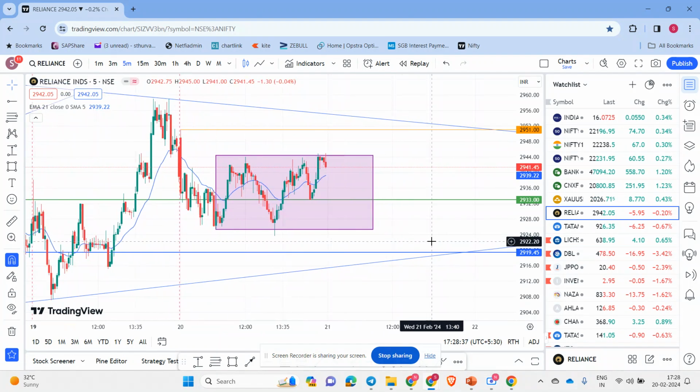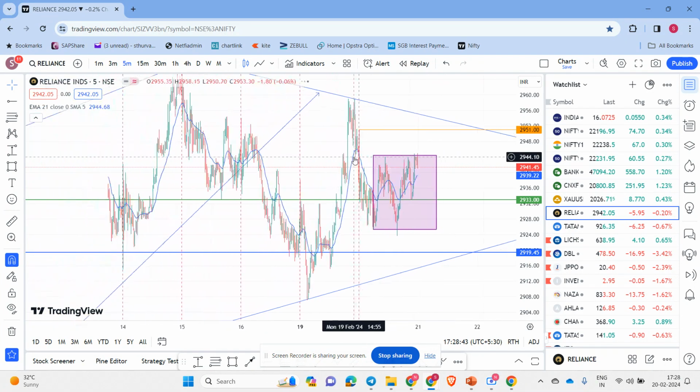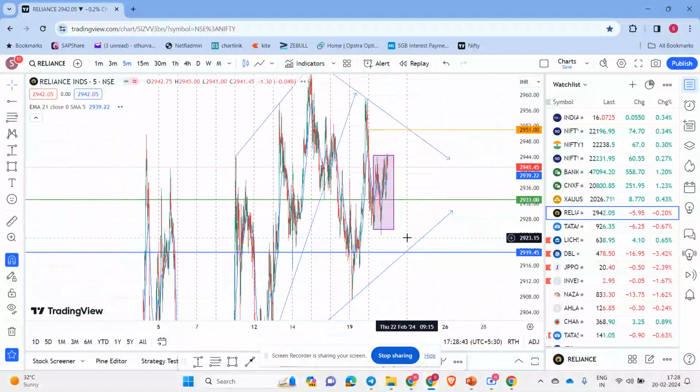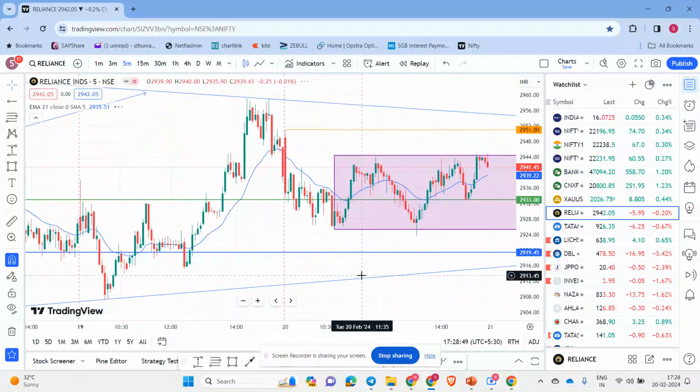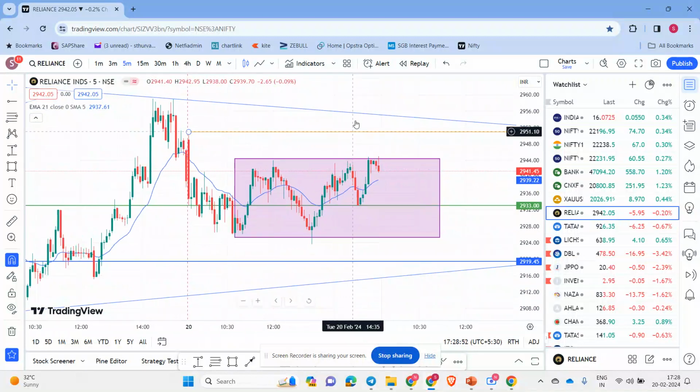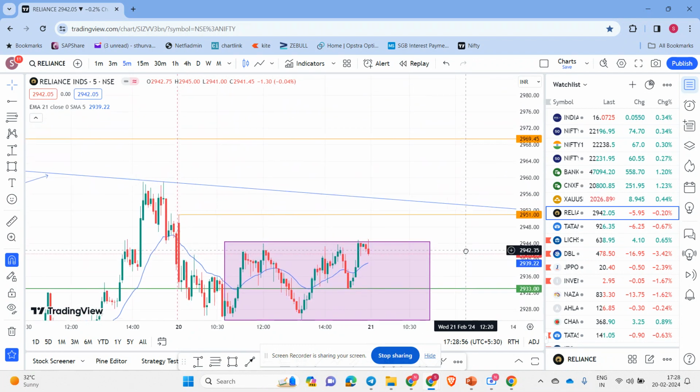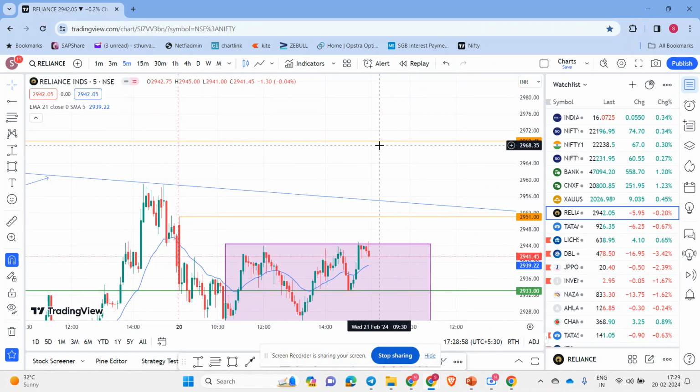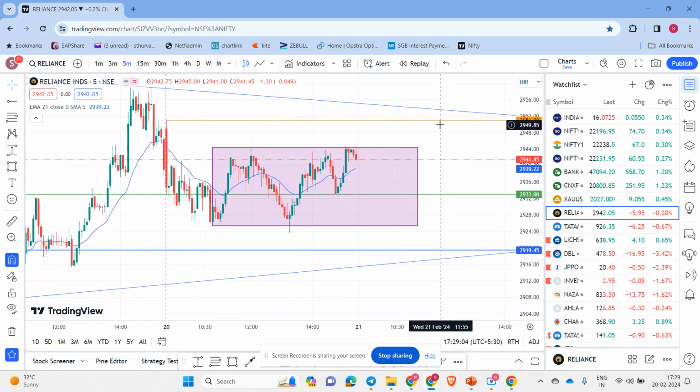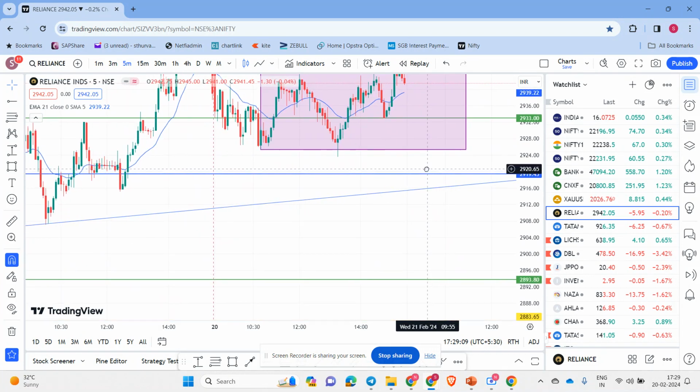So the first scenario is that if it breaks today's high, and there is one trend line coming down from the top, we have to see whether it is going to respect that or not. If it breaks that also, at least we can expect the target again at the all-time high, 2970, if it breaks today's high. And the second thing is if it breaks today's low, we can expect the market to go down further. Again, there is a trend line from below. If it breaks, we can expect the market to go 20 points below.